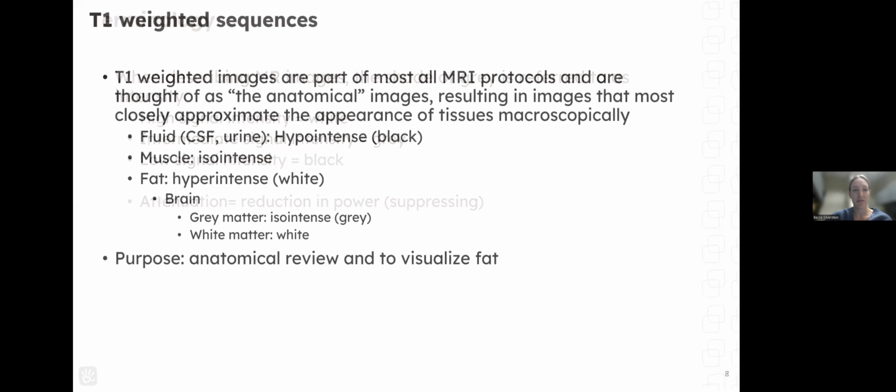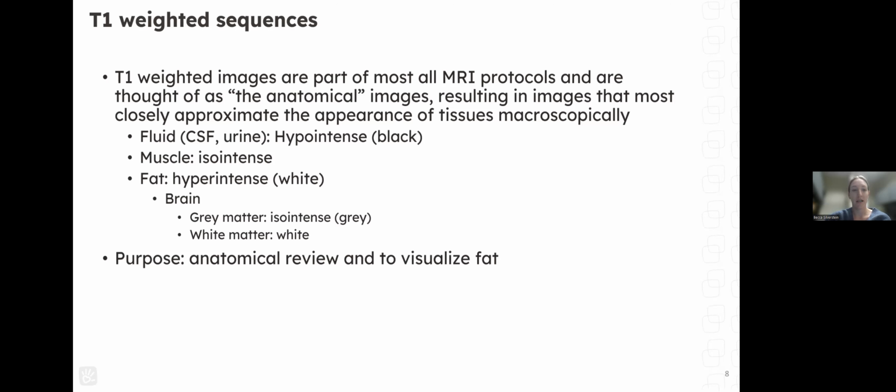So we'll go through some of the different sequences, the basics of the sequences, and how they're used clinically. So you have your T1 weighted sequences. This is pretty much part of every MRI protocol and is thought of as kind of the anatomical images. This results in images that are most closely approximate to the appearance of the actual tissues macroscopically.